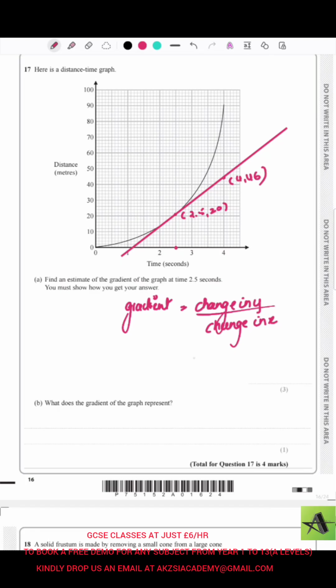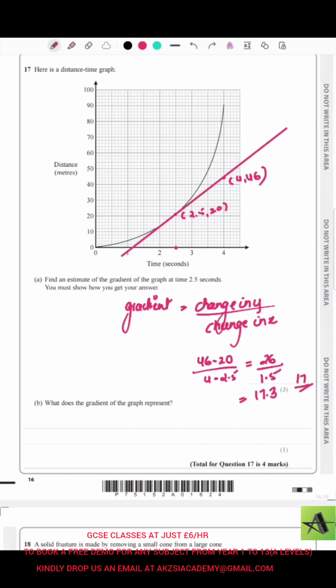So change in y, that is 46 minus 20, over change in x, which is 4 minus 2.5, that will give you 26 over 1.5. On solving, that will give you 17.3, and I'm taking 17 as the answer. Why? Because that 20 wasn't an exact 20, so that's why. So let me take 17 as the answer.